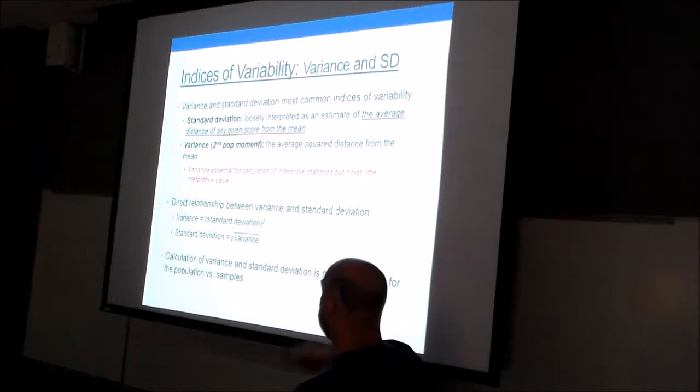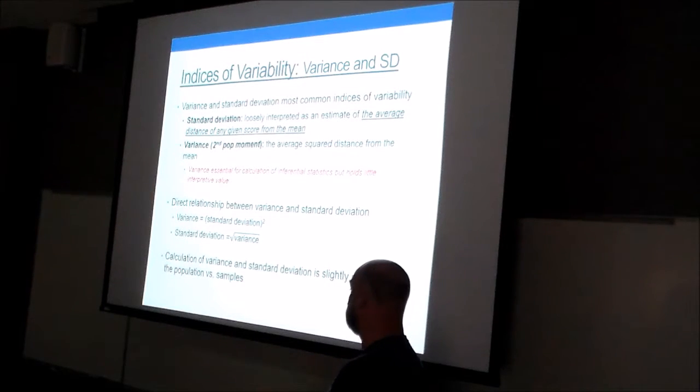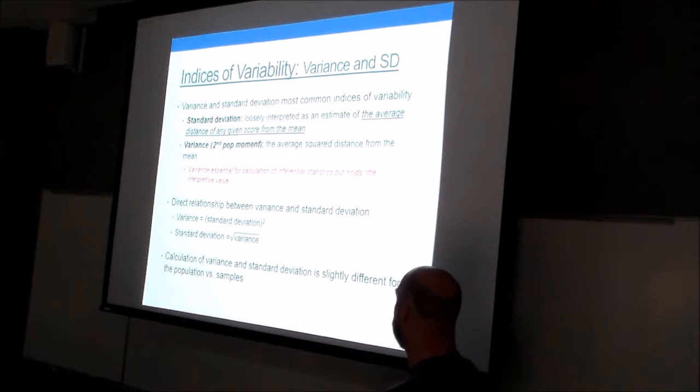Okay. So, direct relationship between variance and standard deviation. Take the standard deviation, square it, you get the variance. Take the variance, take the square root of that, you get the standard deviation, back and forth there.